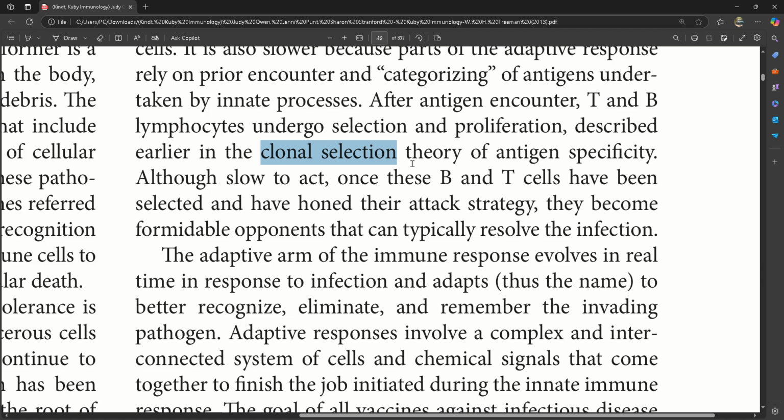But when it has done its job, it has developed these cells which are able to recognize a specific pathogen, then they will create memory and they will live there for the whole life and they will protect our body against that pathogen. Although slow to act, once these B and T cells have been selected and have honed their attack strategy, they become formidable opponents that can typically resolve the infection.